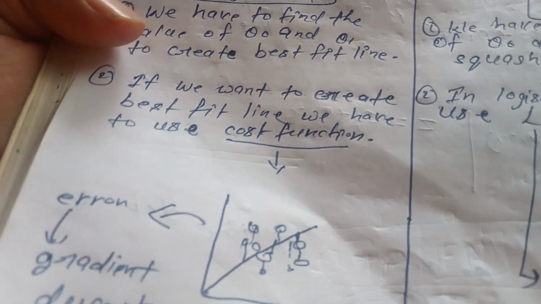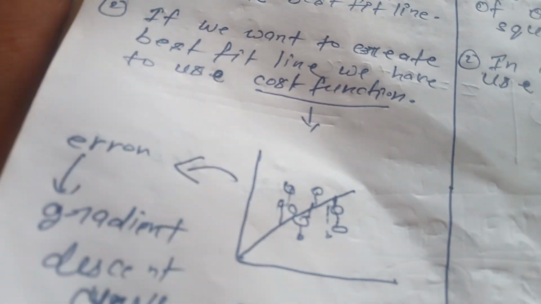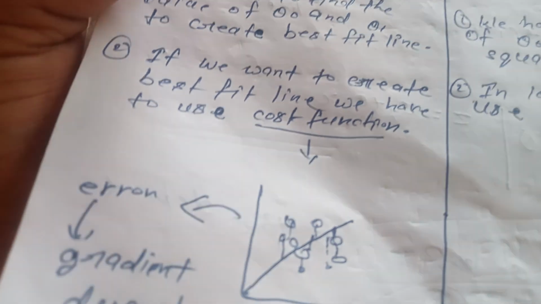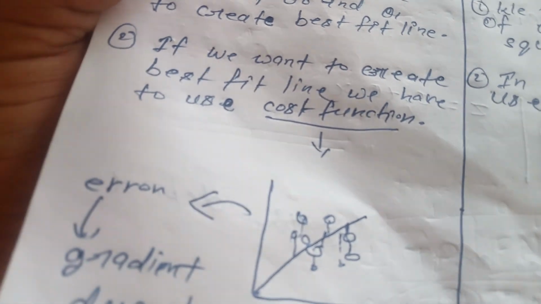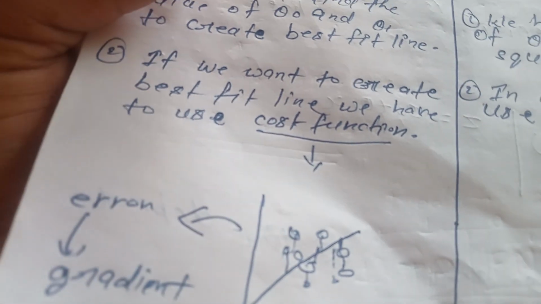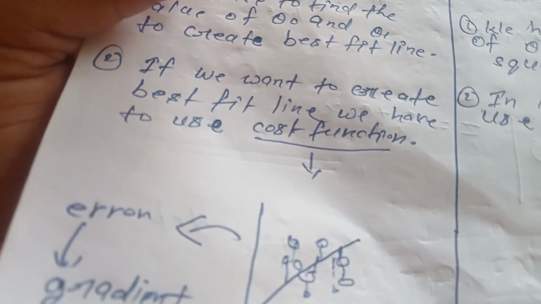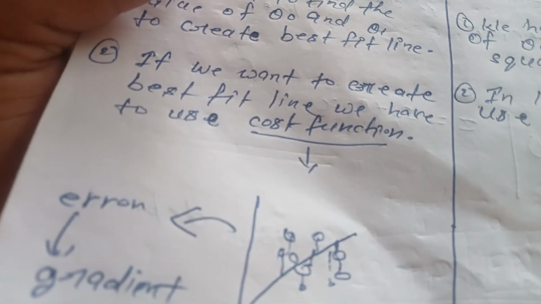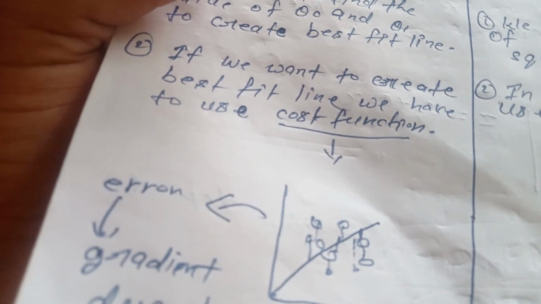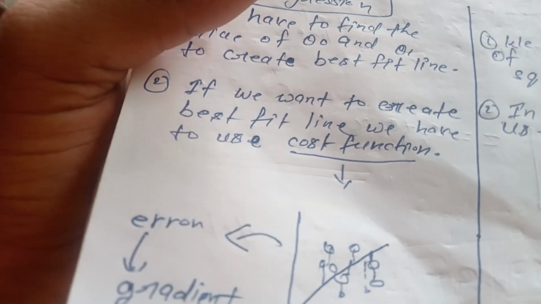And if we want to create the best fit line, we have to use a cost function in linear regression. Why do we have to use a cost function? Why can we not use mean squared error? We can use mean squared error, but there is a problem with it. If you are using mean squared error, it means you have only one error. If you are calculating only one residual error, then you use mean squared error. But if you have more than one residual error, then you can use a cost function.